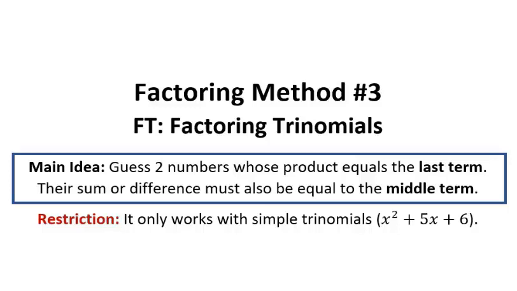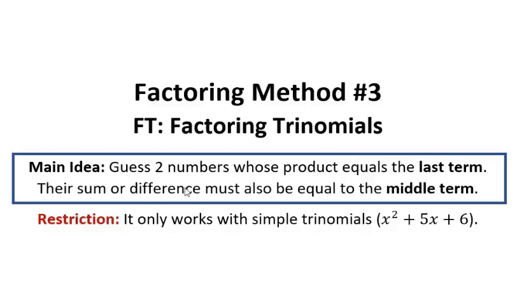The main idea of this method is that you need to guess two numbers, and those numbers should give you the last term of the expression as a multiplication, as a product. So if you multiply them, you should get the last term, the last number. But they also have to fulfill this: if you add them or subtract them, they should give you the middle term. The restriction is that this only works with simple trinomials, stuff that looks like this: x squared plus 5x plus 6, x squared plus 4x minus 5, stuff like that, okay?